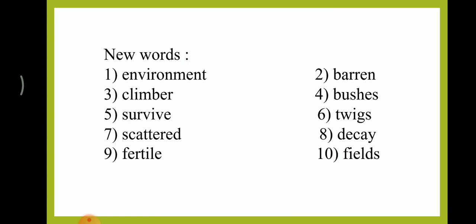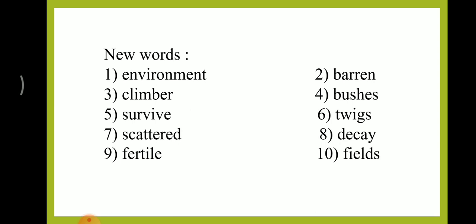So, let's have a look at new words first. The first word is environment. Environment means our surrounding. Second word is barren. A land with no plants. Third word is climber. A plant which takes support of a tree or other plant to grow. Fourth, bushes means small plants. Fifth, survive means to remain alive or to live on.